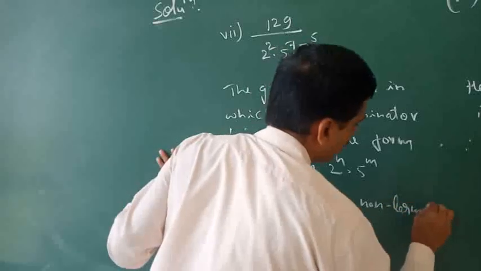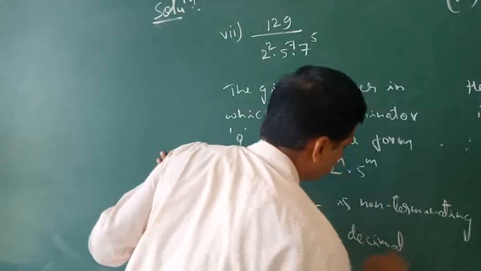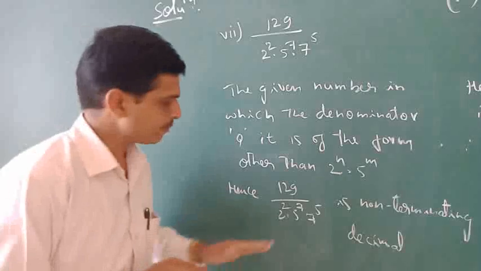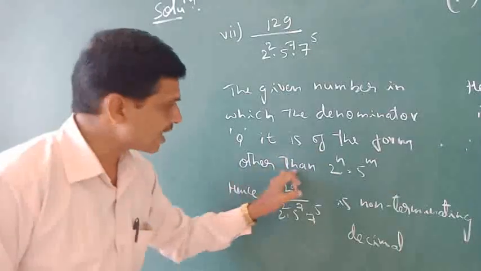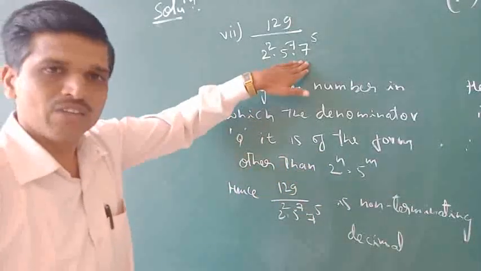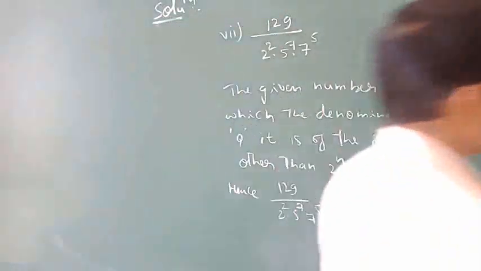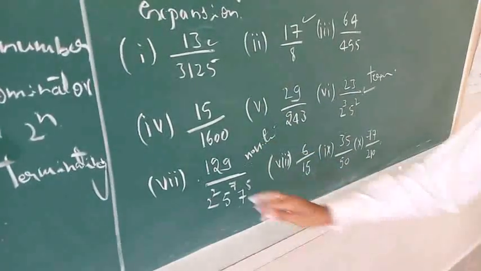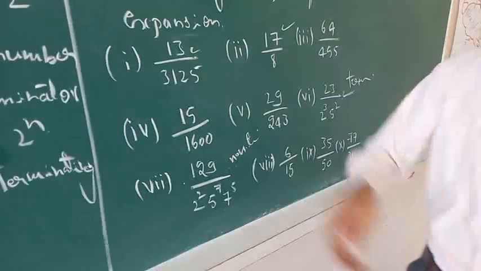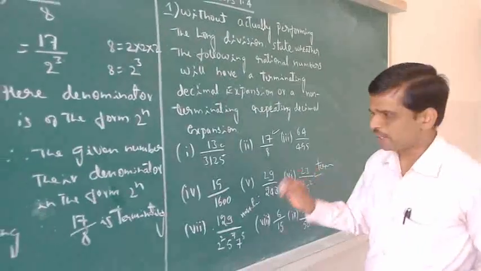It is a non-terminating decimal expansion. Why? Because it is of the form 2 to the power of n and 5 to the power of m, but other factors are also there. It means it includes some other prime factorizations also. That is why we can conclude it as non-terminating. Here this number is terminating, and this number is also terminating, but this one is not terminating. It is non-terminating. Henceforth, you can solve by applying this method and conclude the answer, whether it is a terminating decimal expansion or a non-terminating repeating decimal expansion.